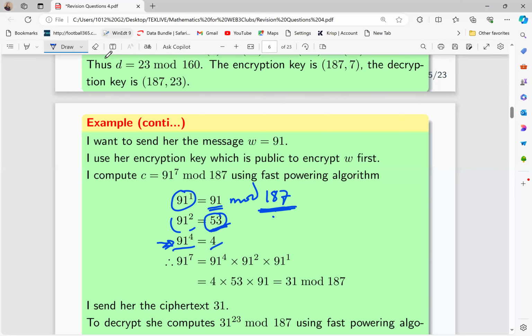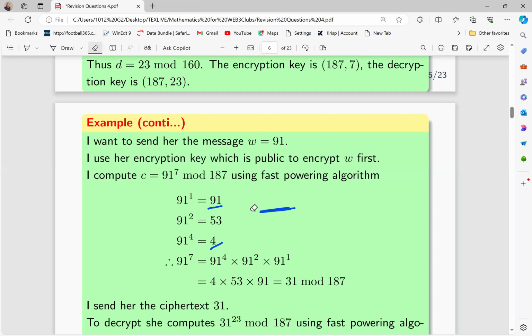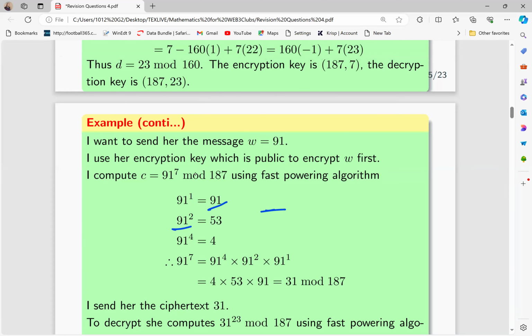Let me just show you again. The left side we have here is 91 raised to 1. When you square it, you get 91 raised to 2. Just leave it as 91 raised to 2. And this one also, square it. When you square it, you have 8281. Divide this by our divisor. When you divide by the divisor, you write the remainder. The remainder should be 53.